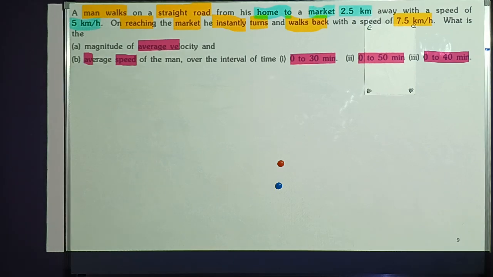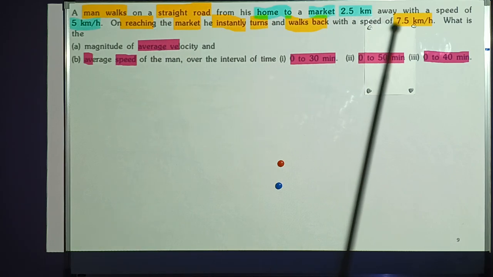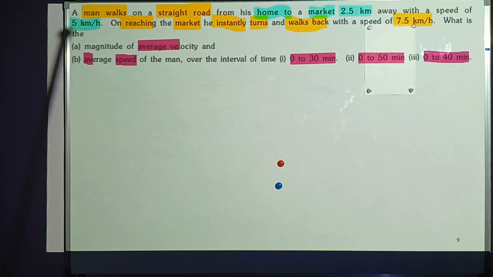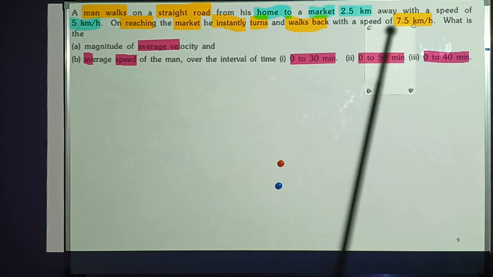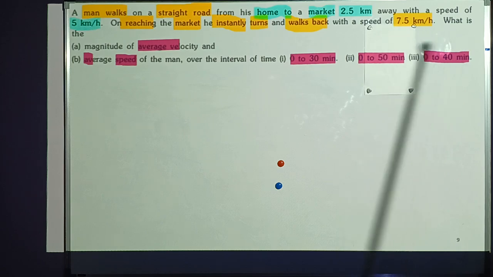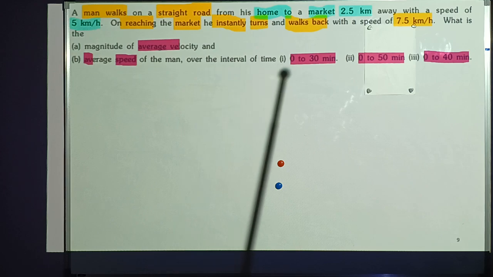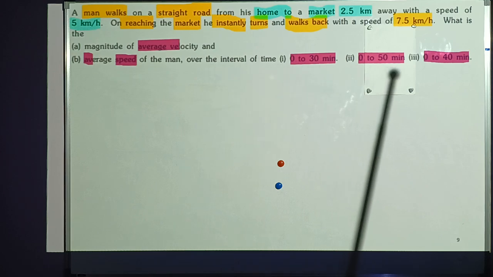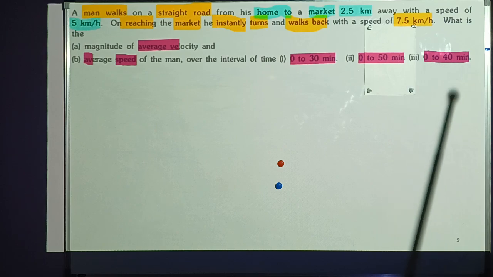Do the next question. A man walks on a straight road from his home to a market 2.5 kilometers away with a speed of 5 kilometers per hour. On reaching the market, he instantly turns and walks back with a speed of 7.5 kilometers per hour. What is the magnitude of average velocity and average speed of the man over the time interval 0 to 30 minutes? Second part, 0 to 5 minutes. Third part of the question, 0 to 40 minutes. You can pause and attempt this question.